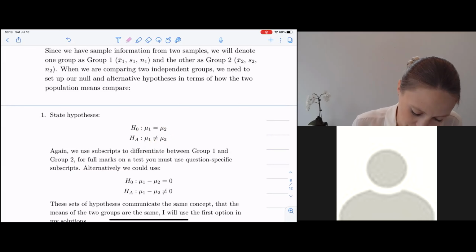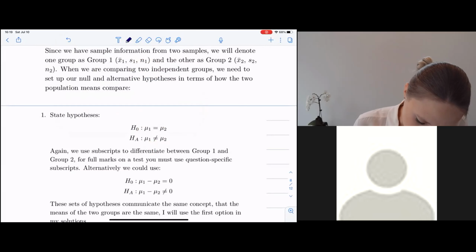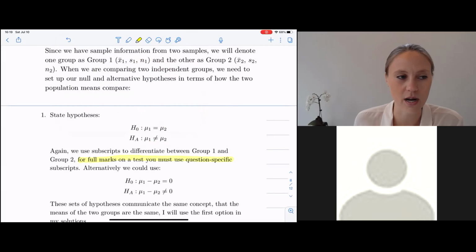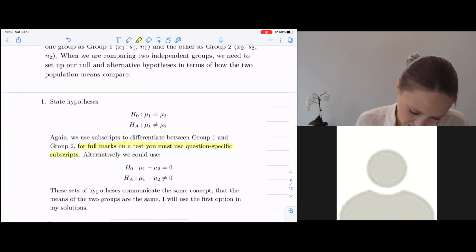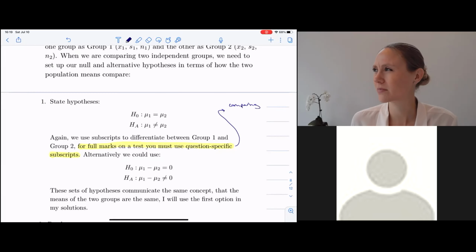if we are comparing, let's say, so here for full marks on a test, I know, cracking down, you must use question-specific subscripts. Okay, so what I mean by that, if we're comparing, I want to say like apples and oranges, but O looks like a 0, so I'm trying to avoid that.